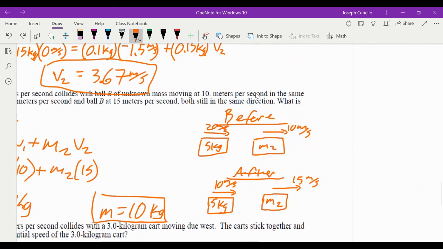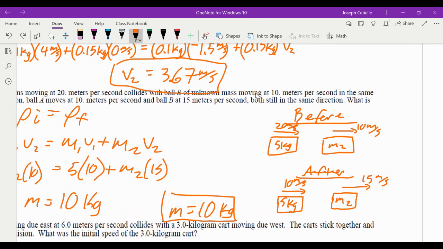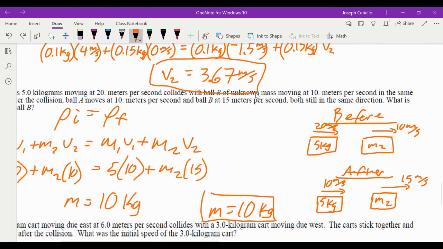Next question here, we have a 5 kilogram cart going 20 meters per second, and it hits a cart of unknown mass that is traveling at 10 meters per second in the same direction. They're not going towards each other. It's kind of like this 5 kilogram cart is catching up to it. After they collide, the 5 kilogram cart loses some of its speed. It lost some of its momentum. It transferred it, so it's only going 10 meters per second now. But M2 is now going 15 meters per second because it took some of the momentum from the cart on the left, the 5 kilogram cart.